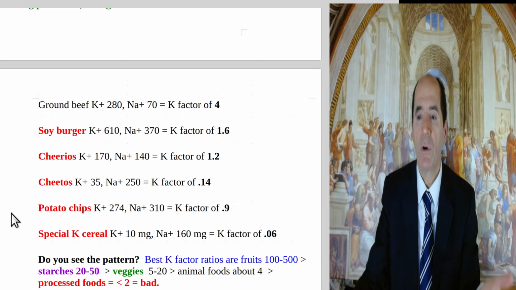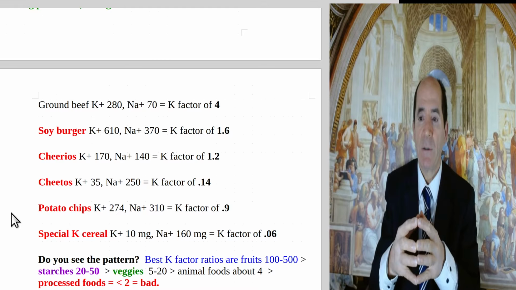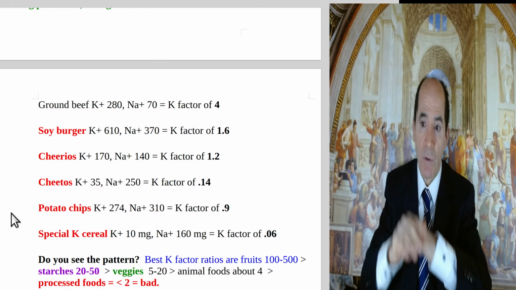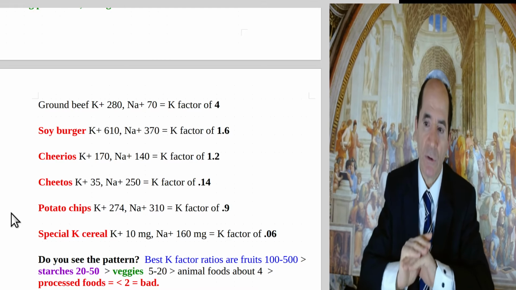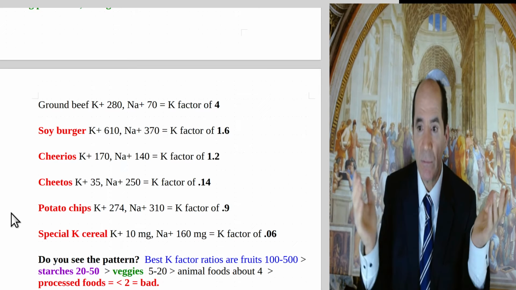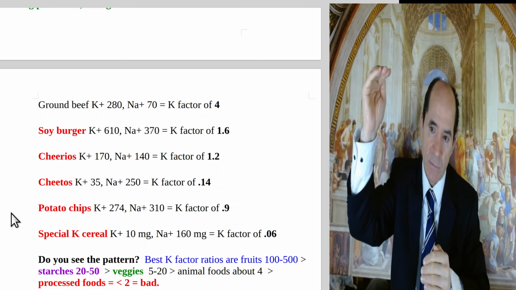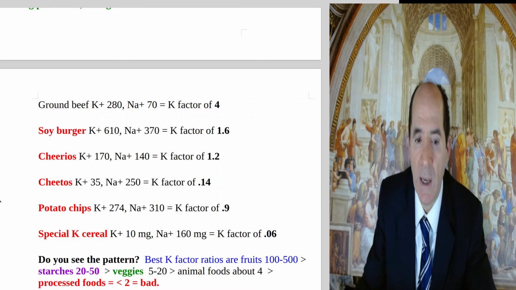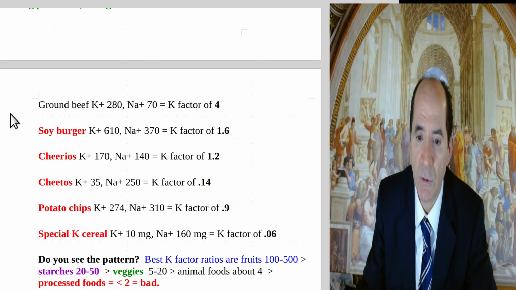So the processed foods are always bad because, remember, potassium is an intracellular ion. So you take a processed food, you grind it up, rinse it with water and solvents. You rinse away all the potassium. And then you add back salt to make it taste good and for preservative. So it's going to be way high in sodium, and it's going to be very low in potassium. So it's a terrible food. It's going to predispose you to hypertension.